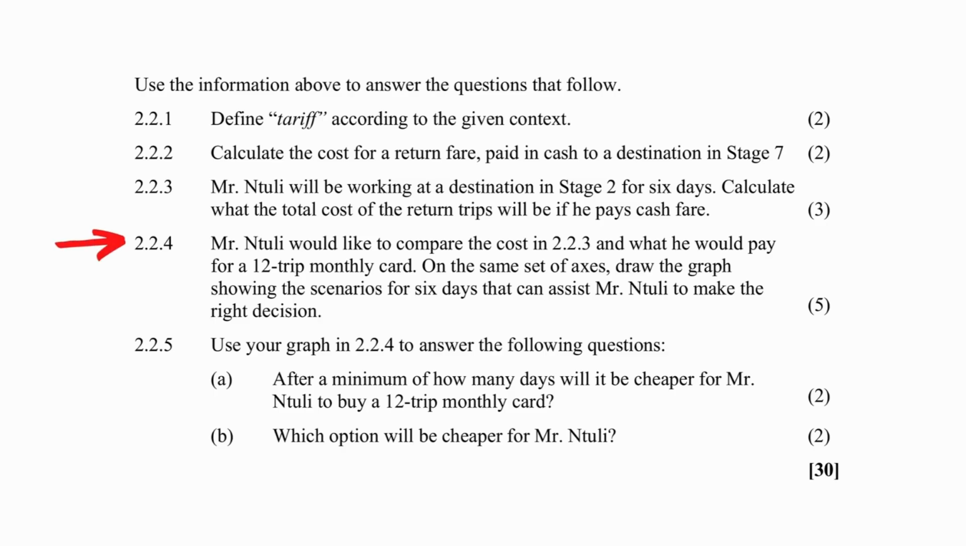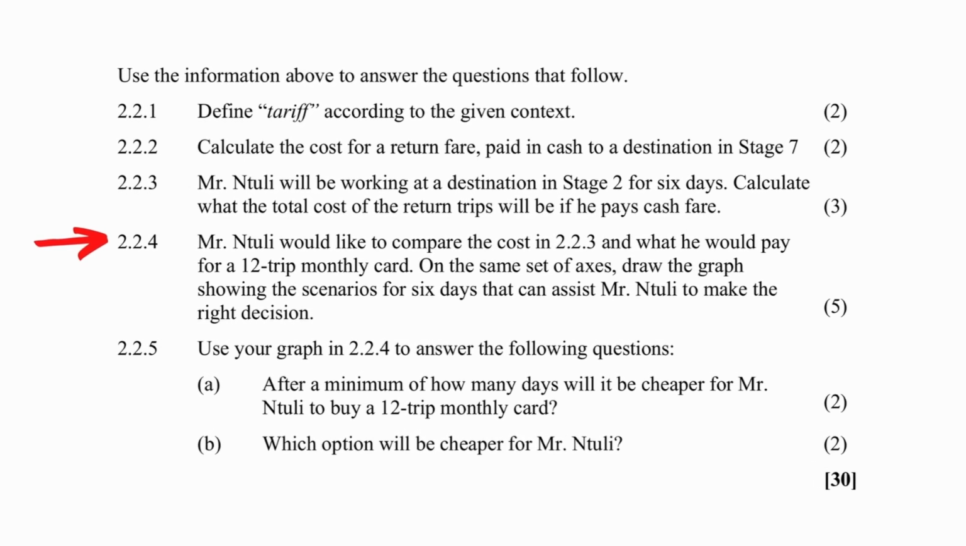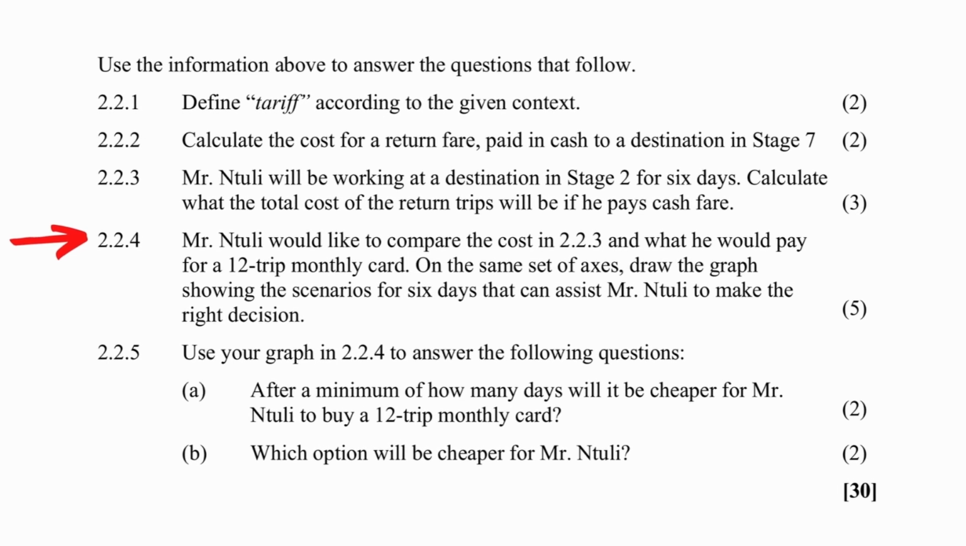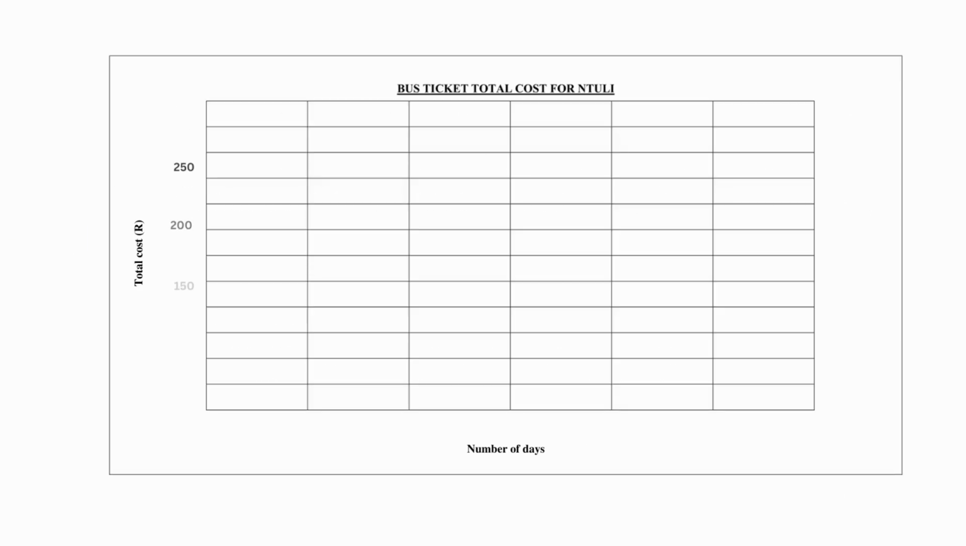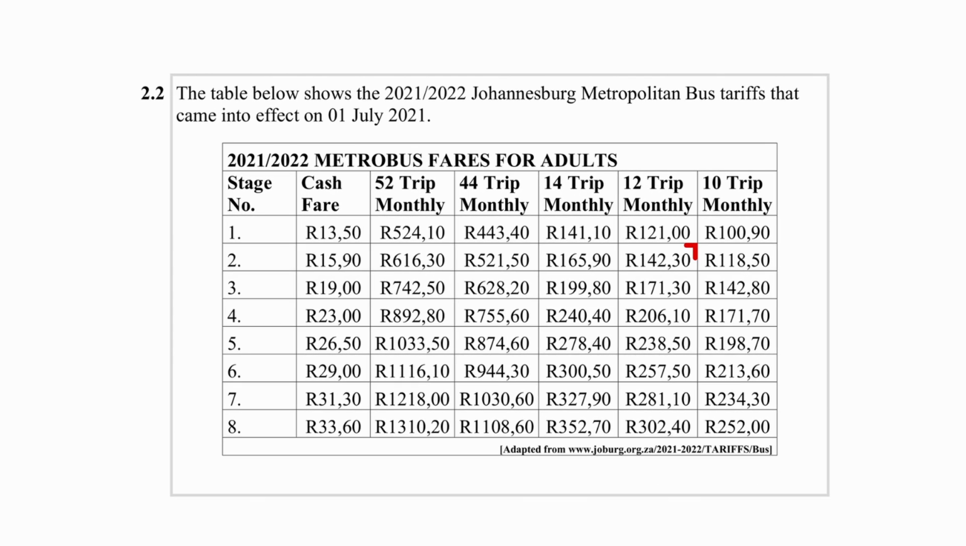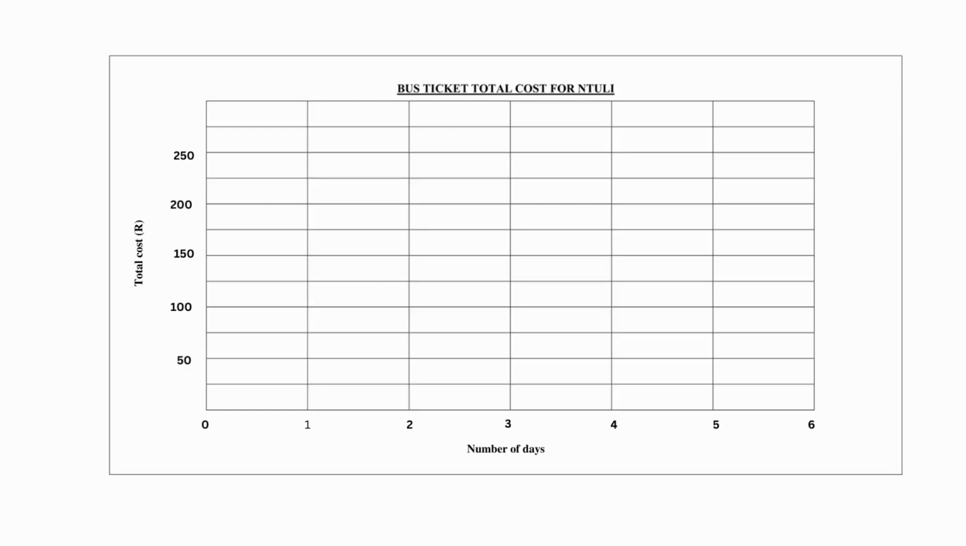In question 2.2.4, you are instructed to draw 2 graphs on the same set of axes to compare the cost in question 2.2.3 with what Mr. Ntuli would pay for a 12-trip monthly card. This graph must be drawn on the graph paper provided in the answer sheet. The easiest graph to draw is the graph for the 12-trip monthly fare. It's a fixed cost of 143 Rand 30 cents over a period of 6 days. Fixed cost graphs are horizontal graphs, so the graph for the 12-trip monthly fare will look like this.